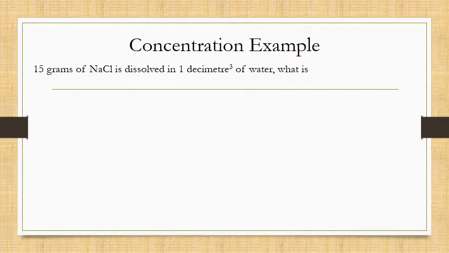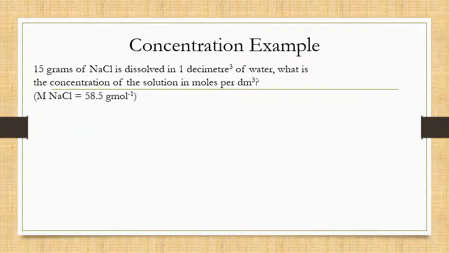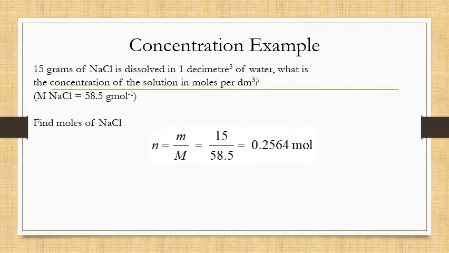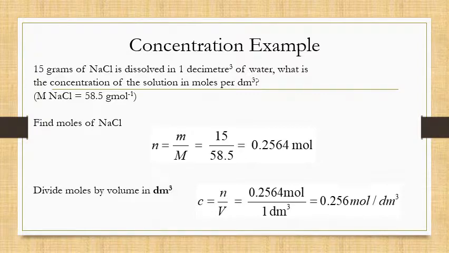Here's an example. You've got 15 grams of sodium chloride dissolved in 1 decimetre cubed of water. What is the concentration of the solution in moles per decimetre cubed? The molar mass of sodium chloride is 58.5 grams per mole. First, find the moles of sodium chloride: number of moles equals mass over molar mass, which equals 15 divided by 58.5, or 0.2564 moles. Then we divide the moles by the volume in decimetres cubed. We have 1 decimetre cubed, so that's easy: 0.256 moles per decimetre cubed.